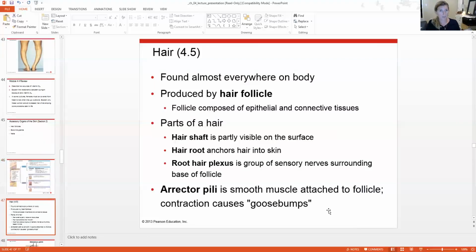So let's talk more in depth about hair. It's found almost everywhere on the body. It's produced by a little structure called a follicle. And there's a hair shaft, which is the part that you see. I need to get my shafts cut. They're pretty long for me.